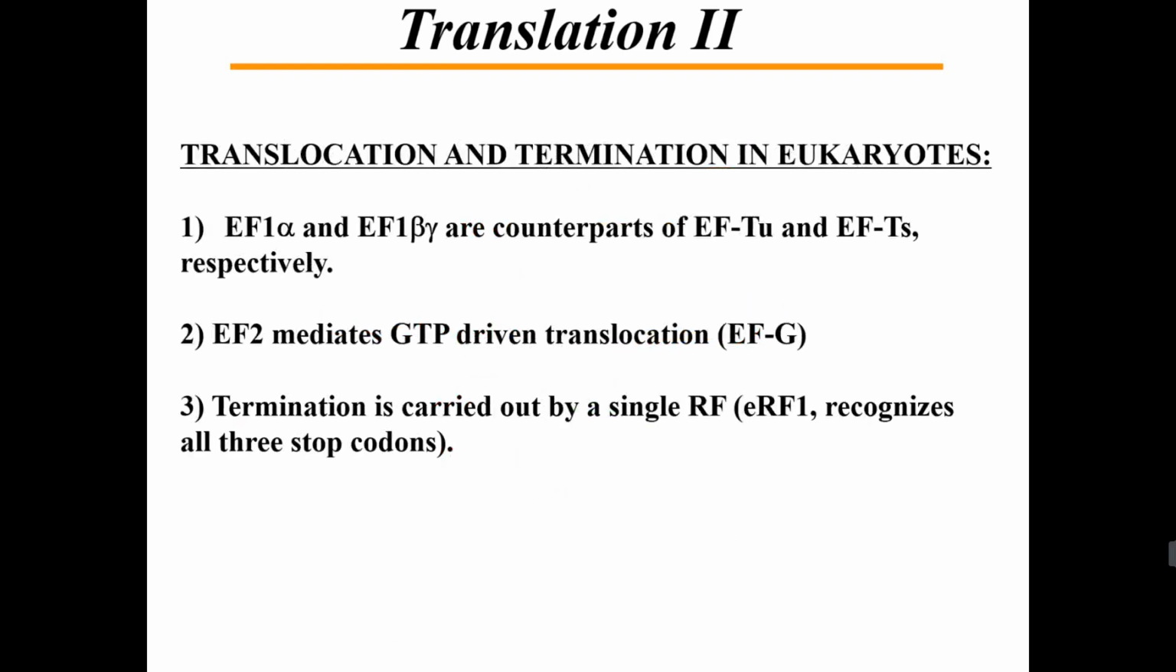All right, so we talked about the differences between prokaryotic and eukaryotic initiation in protein synthesis. So that leaves translocation and termination in eukaryotic protein synthesis. And basically, the processes are quite similar to what we saw with prokaryotes. There are effectively counterparts that carry out the bringing in of the aminoacyl tRNAs and translocation.